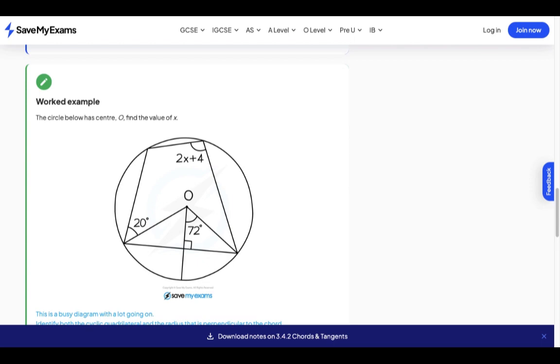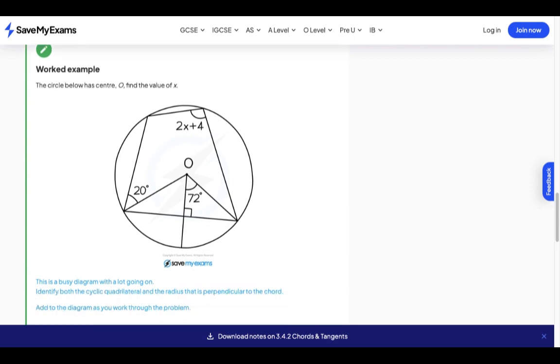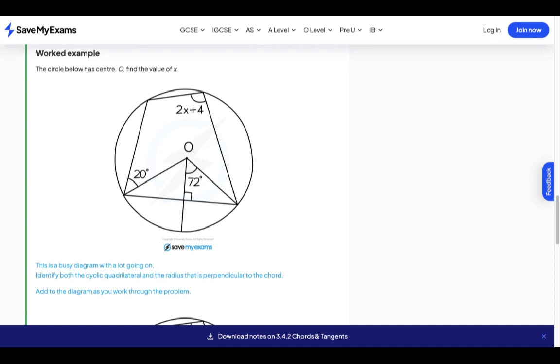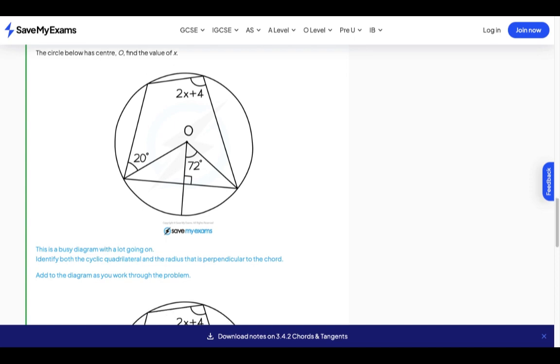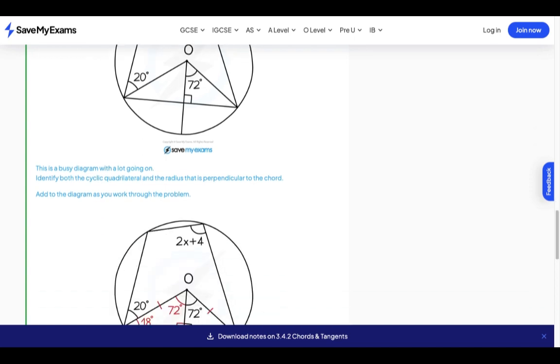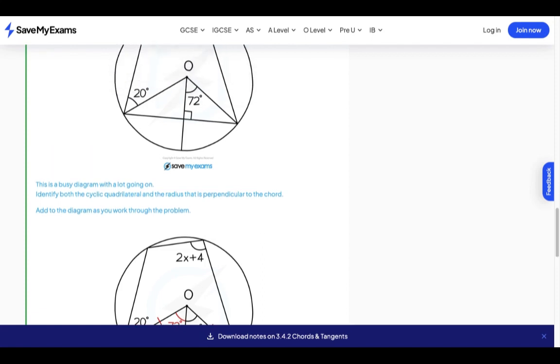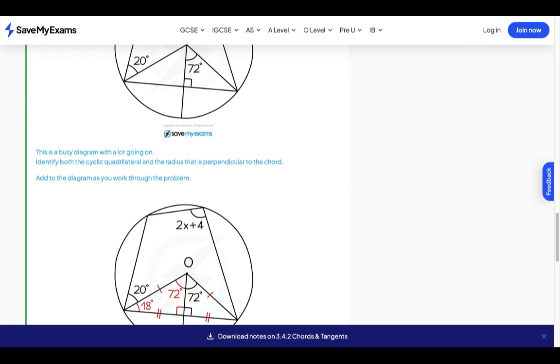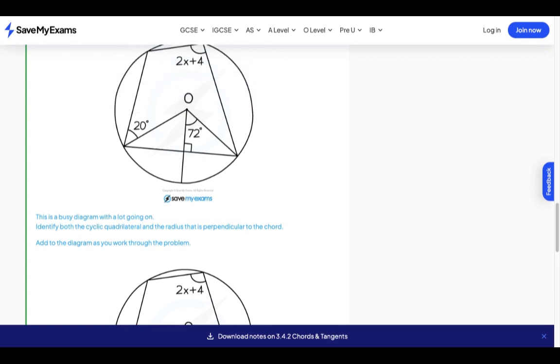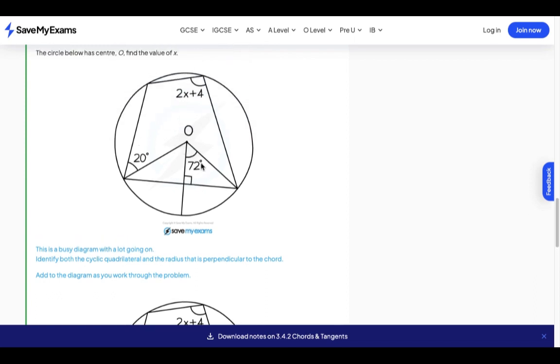Say the circle below has center O. Find the value of x. First and foremost, we have to find the angles for each case. If this place is 72, I don't know if we can draw this one. Let's try and draw this.